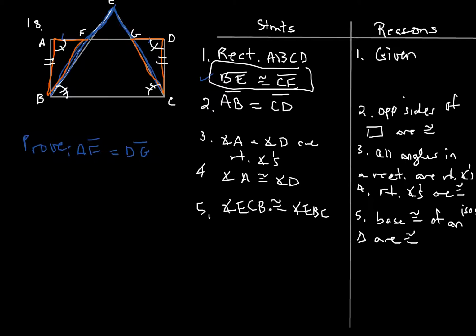Well, if we know these two, we know that FBC and ABF are complementary because they add up to 90 degrees. We know that complements of congruent angles are congruent. So we can say angle FBA is congruent to angle GCD, because they're both going to add up to 90, and complements of congruent angles are congruent.